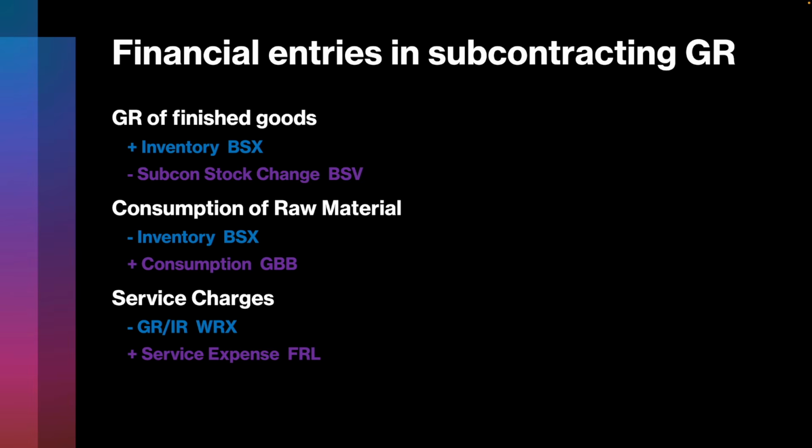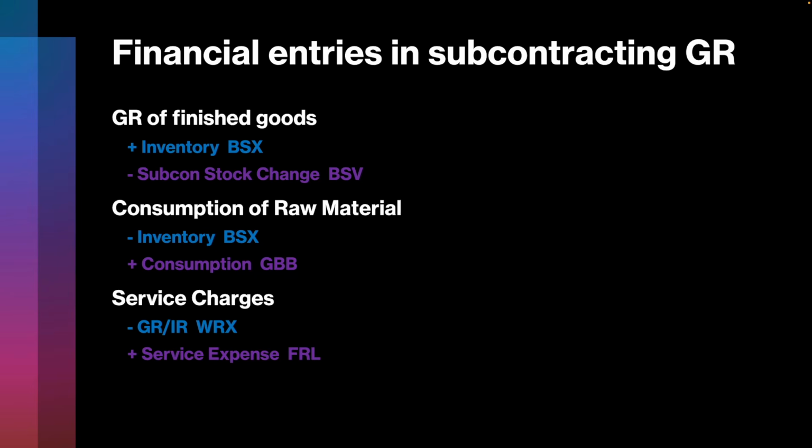So in totality, you have 6 lines getting posted in the GR of a subcontracting purchase order. You have 3 pairs of entries. One is for GR of finished goods, one is consumption of raw material, and one is for service charges. And on the screen, you can see what all financial entries will get posted. I hope that you've understood the whole subcontracting process, what all steps are involved, and what all financial entries will get posted.